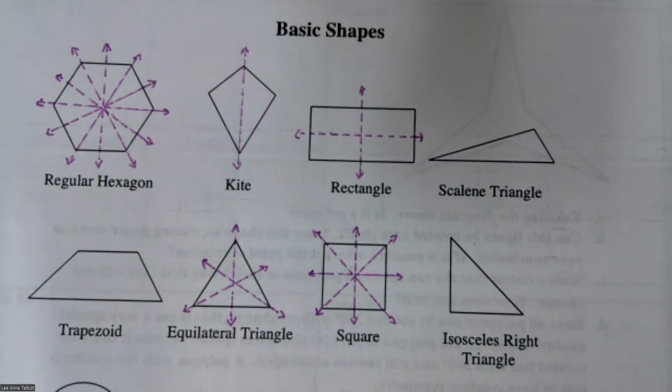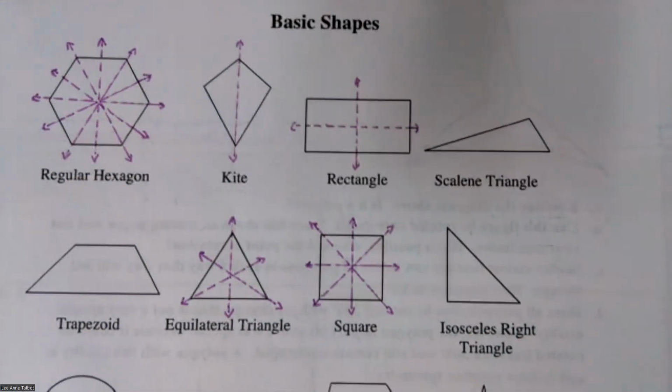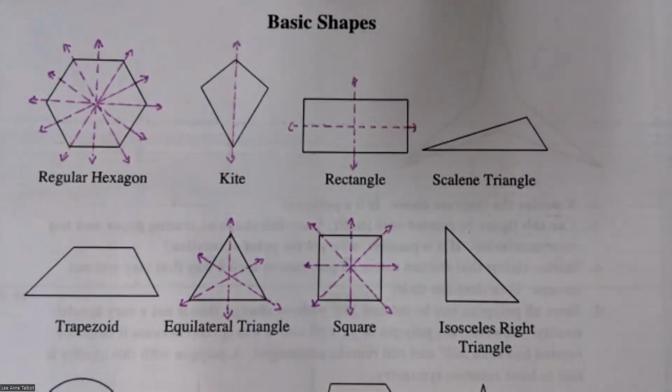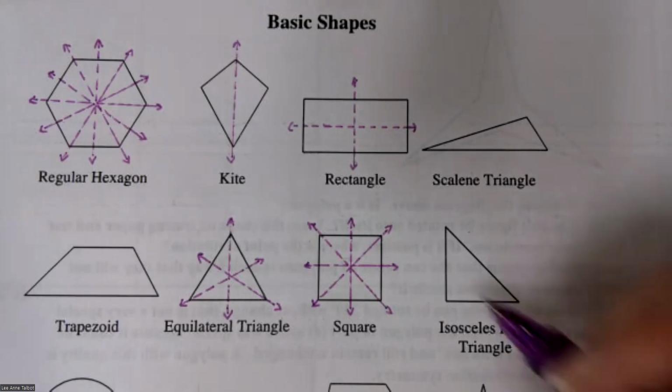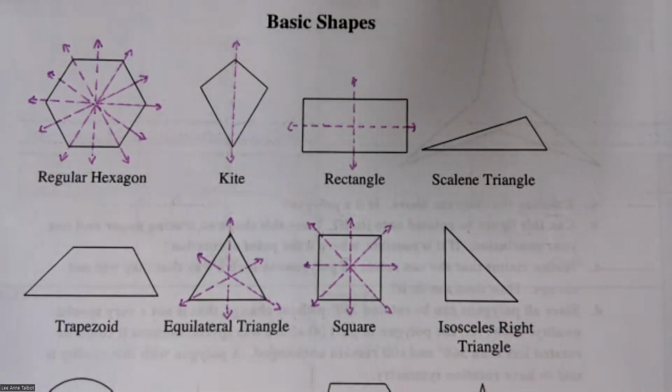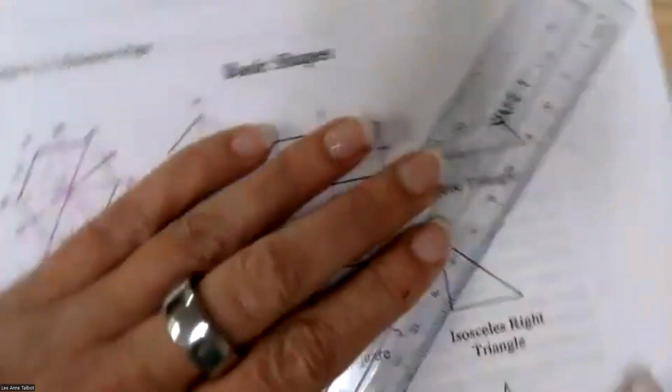Okay, what about the isosceles right triangle? Do you guys know what isosceles means? Two sides equal. And right triangle means there's a right angle here. How many does it have? 1, right down this way.